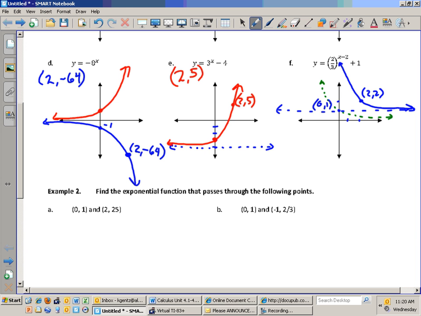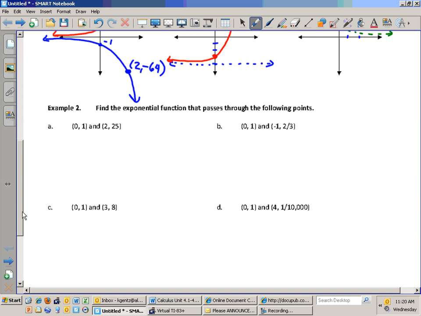So you just want to be able to practice generating those graphs and moving them back and forth. Any questions on that so far? We've seen things like that before, haven't we? I mean, I've had you graph transformations before plenty, right? Same type of stuff.